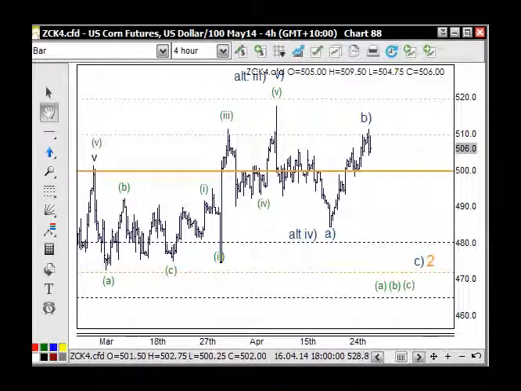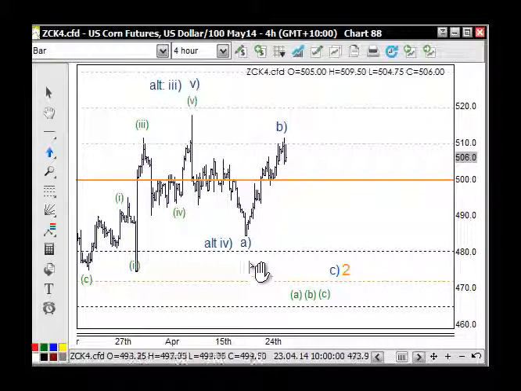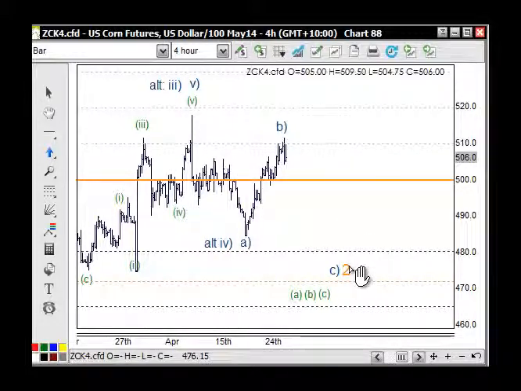So the corn market, once again, we were looking for a B wave to move up. We're looking for an ABC, the A wave, the B wave, and the C wave back down through to here. So corn and wheat and soybean and coffee and sugar could all be in a bit of a downtrend here as well for a little while.